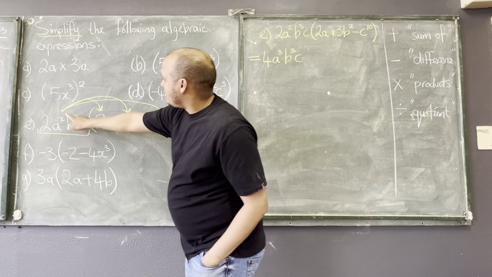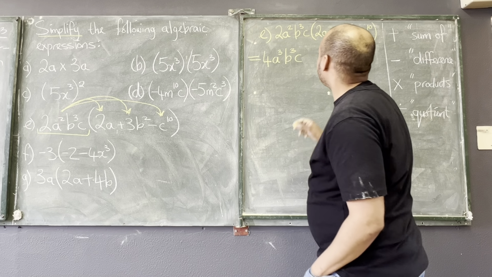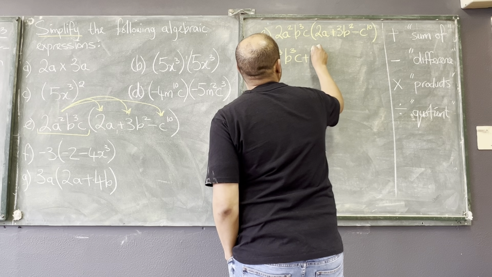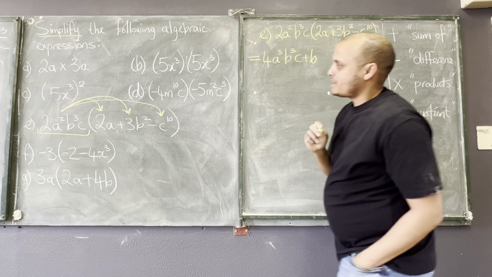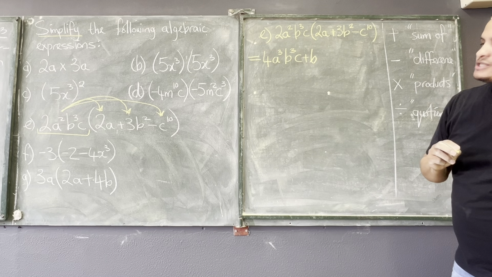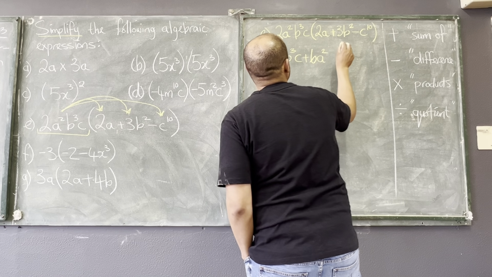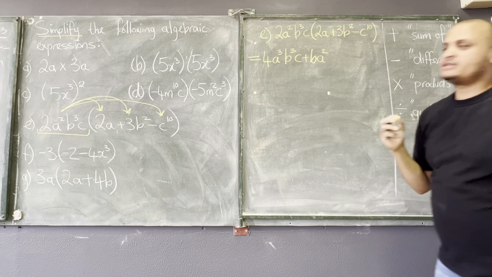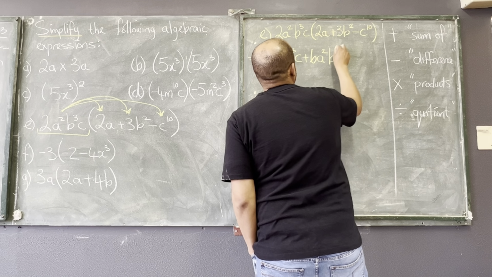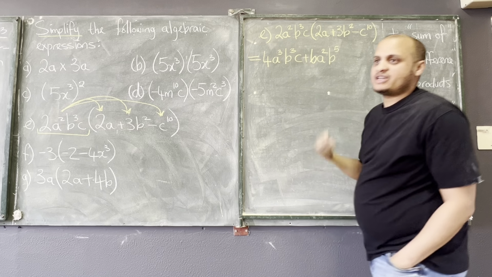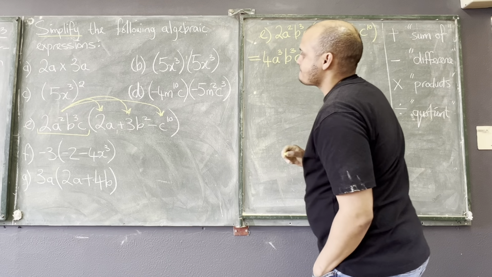Then second, I will multiply with 3b squared. So that will be 2 times 3, which is 6. a to the power 2 times, there's no a, so a to the power 2 remains a to the power 2. b to the power 3 times b to the power 2 gives b to the power 5. c to the power 1 times, there's no c, so c remains c.